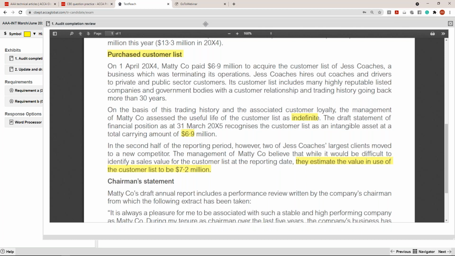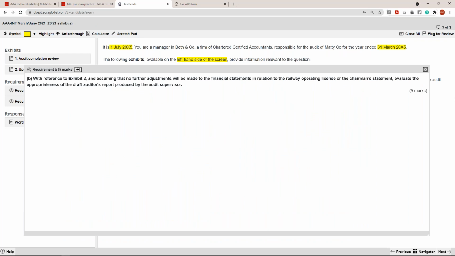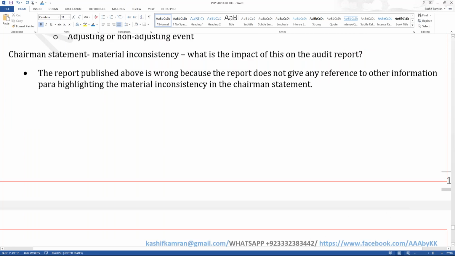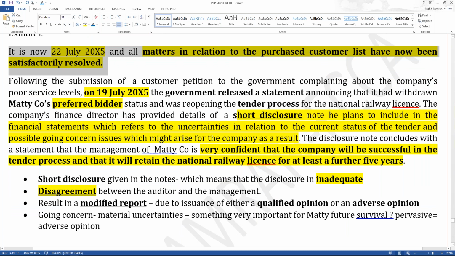But what is the examiner telling us in exhibit number 2? Read this very carefully, everyone. Let me bring back the Word file. What was the examiner telling us here? Read the first line: it is now the 22nd of July, and all matters in relation to the purchase customer list have now been satisfactorily resolved. So do we have any disagreement with management on the purchase customer list? No. Has it been resolved?